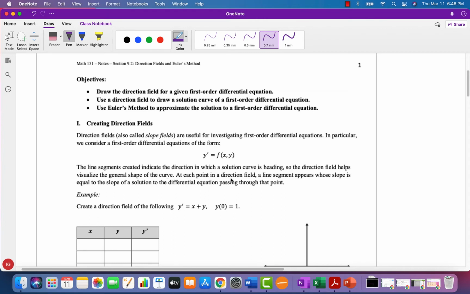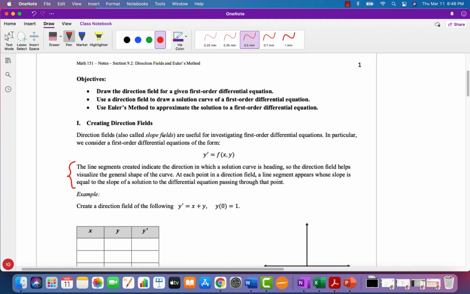At each point in a direction field, a line segment appears whose slope is equal to the slope of the solution to the differential equations passing through that point. Alright, so this is basically what we're going to be doing right now. I'm going to model this. I'm going to do it by hand.